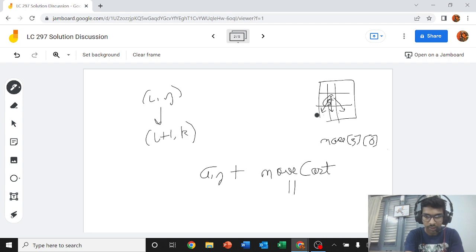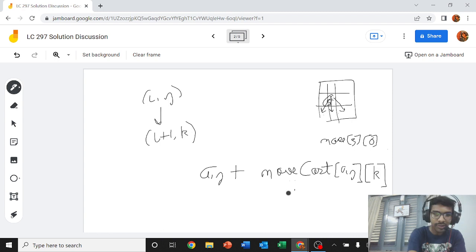So we can easily find that particular value from that matrix. moveCost is the name of the matrix itself. We can define it this way: we are at this particular value aij and we are moving to k. So this is the moving cost. This is how it's calculated.